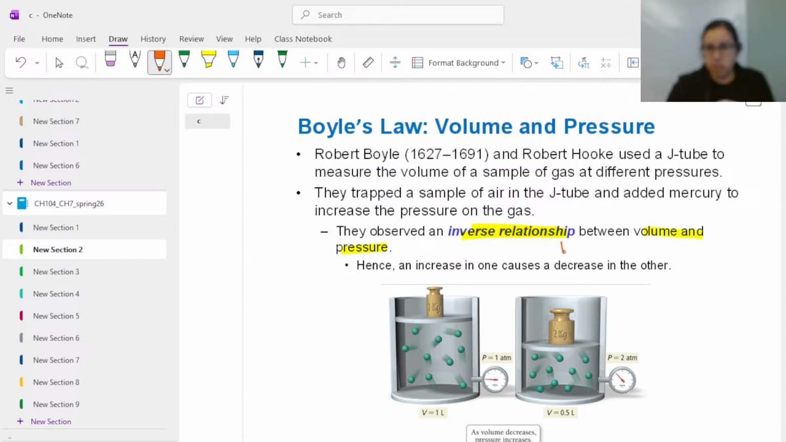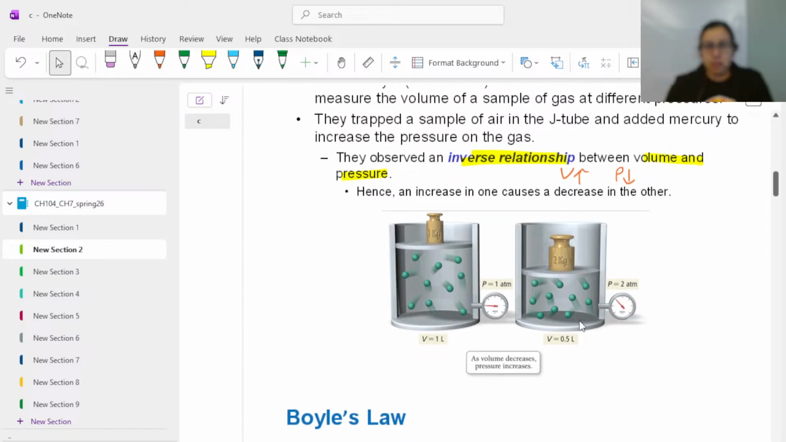They observed an inverse relationship between volume and pressure. Basically, if one increases, then the other decreases, or vice versa. Looking at this diagram, we have a volume of 1 liter. We start off with 1 atm of pressure, and then increase the weight on our piston. Now our volume is cut in half to 0.5 liters, and our pressure goes up by that same factor of 2.